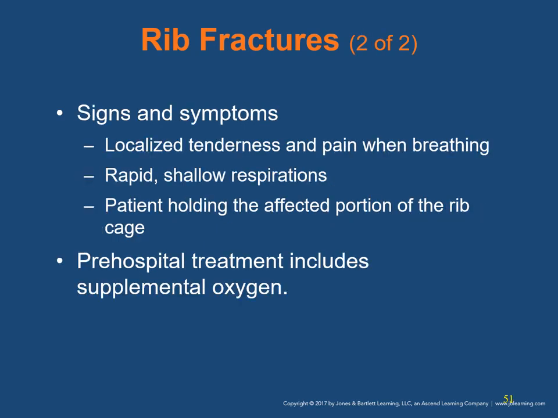Signs and symptoms. Localized tenderness and pain when breathing, rapid shallow respirations. The patient holds the affected portion of the rib cage. Pre-hospital treatment. Supplemental oxygen.